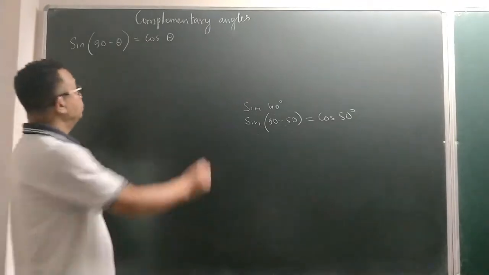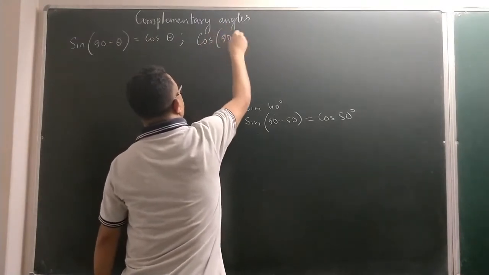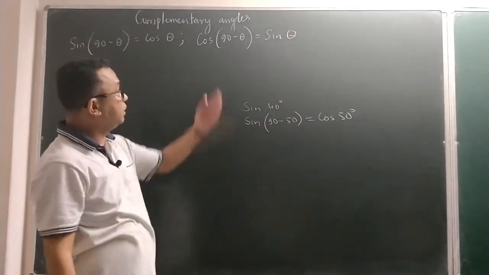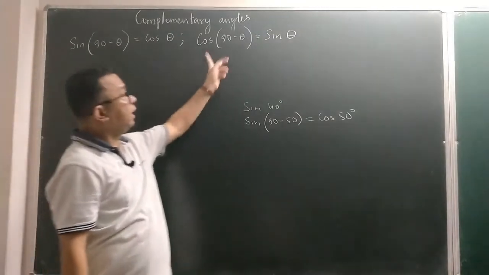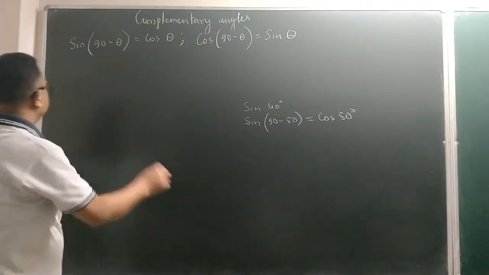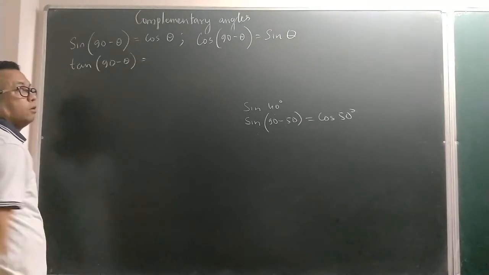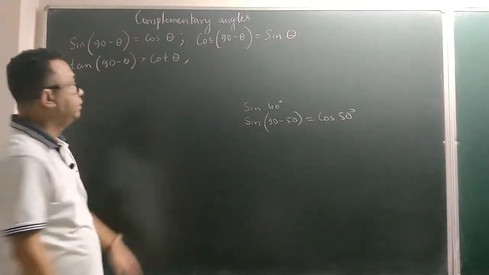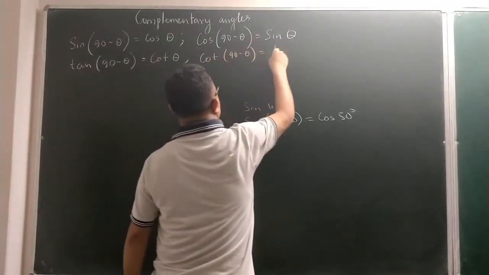Then the reverse is also true. Reverse is true means what I did with sine, I can also do the same thing for cos. Cos 90 minus theta is equal to sine theta. So the same thing can also be done with cos. Cos can be changed to sine, and sine can be changed to cos. Now, same way, tan. Tan 90 minus theta is equal to cot theta. Then cot 90 minus theta is equal to tan theta.